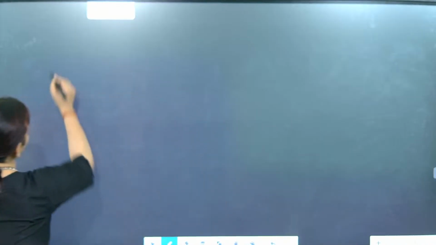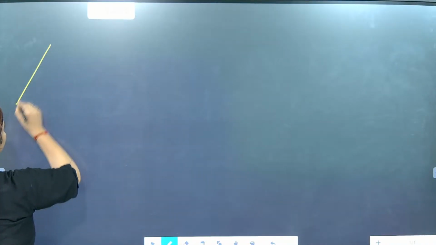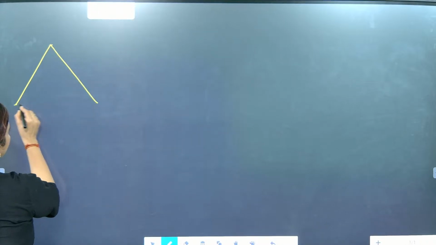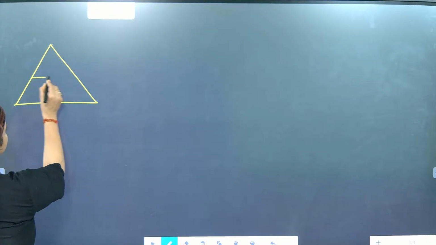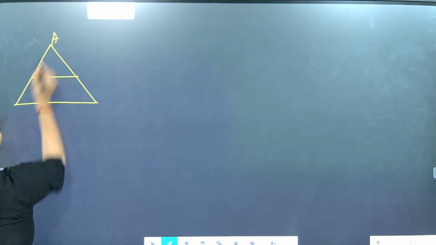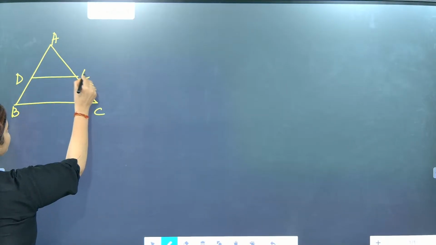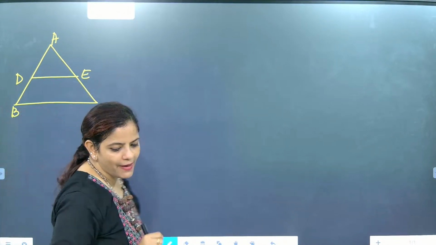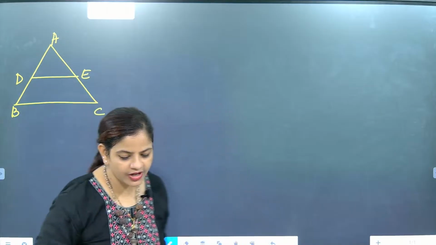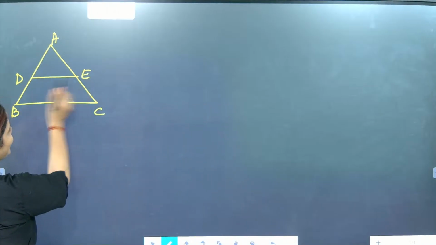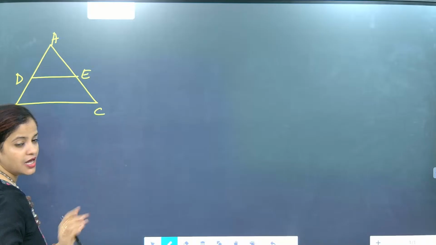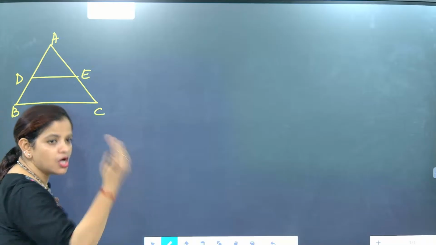So now that means what? We are ready to draw a triangle, beta. So this is the triangle, and in this triangle, this is a line drawn parallel to. So let's take this as D and E is the line drawn parallel. DE is the line drawn parallel to BC.